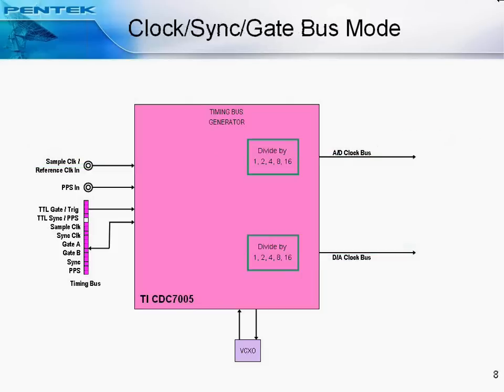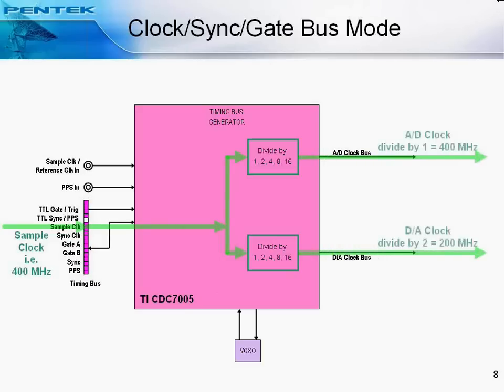Another clock mode involves using the timing bus connector. This is the multi-pin connector on the front of the board that has signals for clocking as well as gates and sync and trigger. In this case, we would take the same 400 megahertz sample clock, feeding it through the multi-pin connector through a ribbon cable, and then it would generate the 400 megahertz A to D clock and divide that down for the 200 megahertz D to A clock.